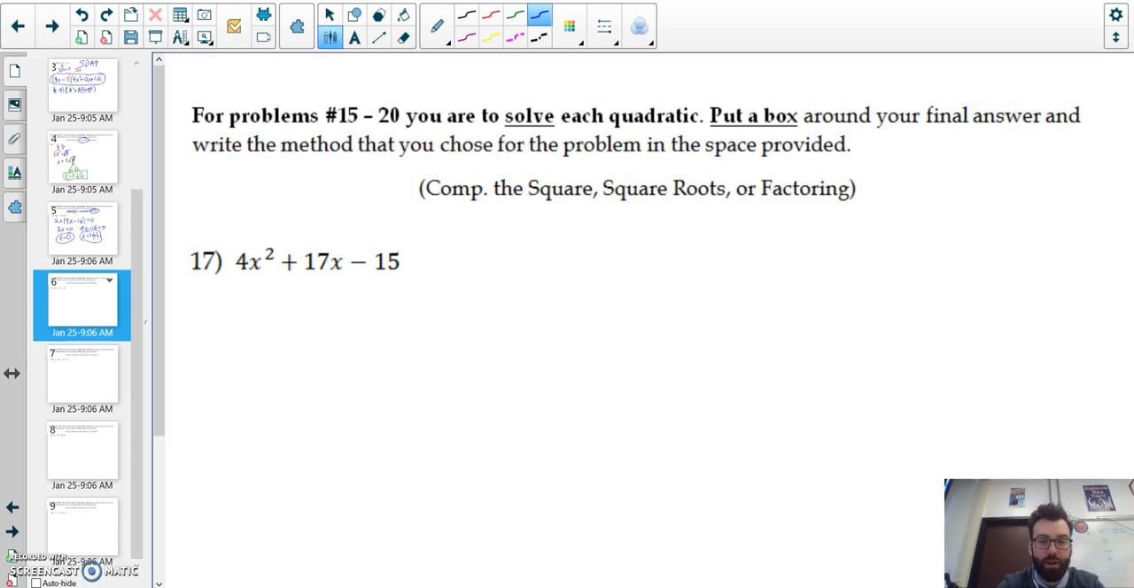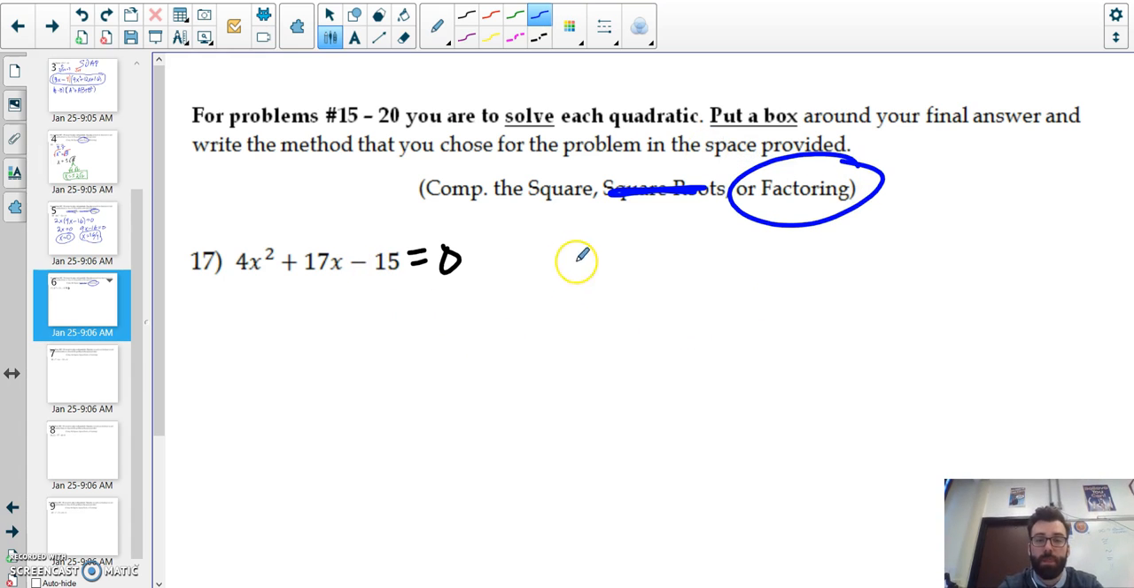Okay, so anyway, there's a little typo here. We want to make sure this is equal to 0, since we are solving. But we want to figure out what's the best method to use. Well, square roots is out. I could complete the square in this one, or I could try factoring this one. It's kind of up to you. You could do either one. Because I know that 4 doesn't go into 17 and 15, I'm going to try to factor first.